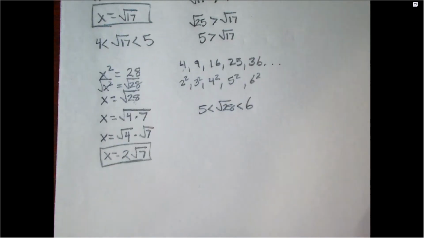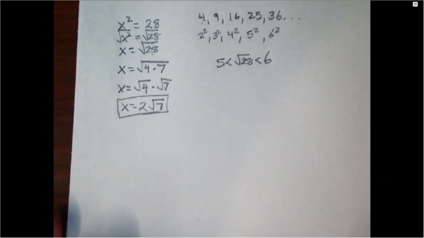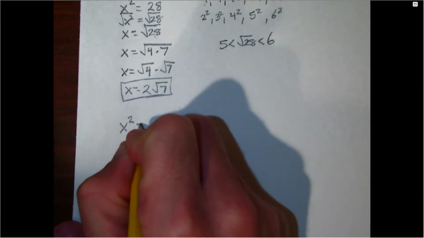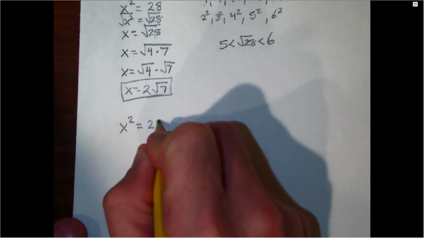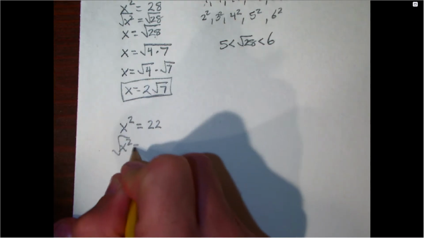One more quick example, and I'll get to your actual questions. It's just important that you understand this before we move on. Let's say that you have x squared equals 22. Well, the square root of x squared then would be equal to, oh, and you know what?